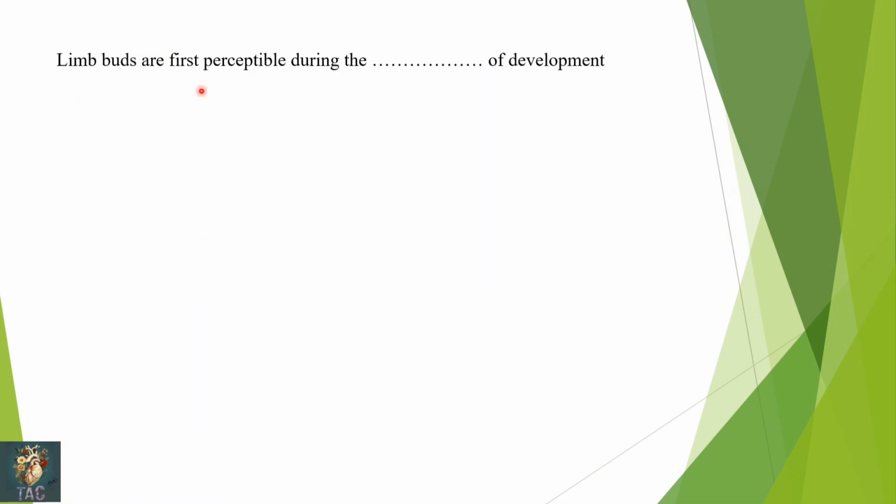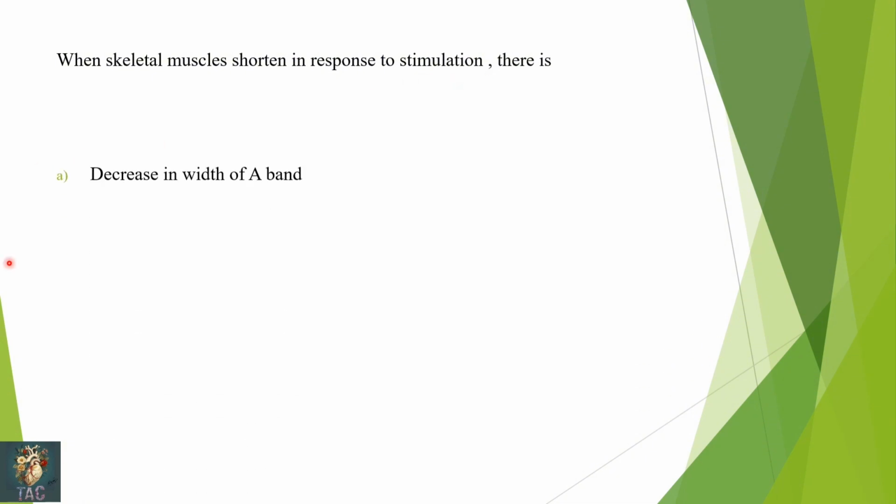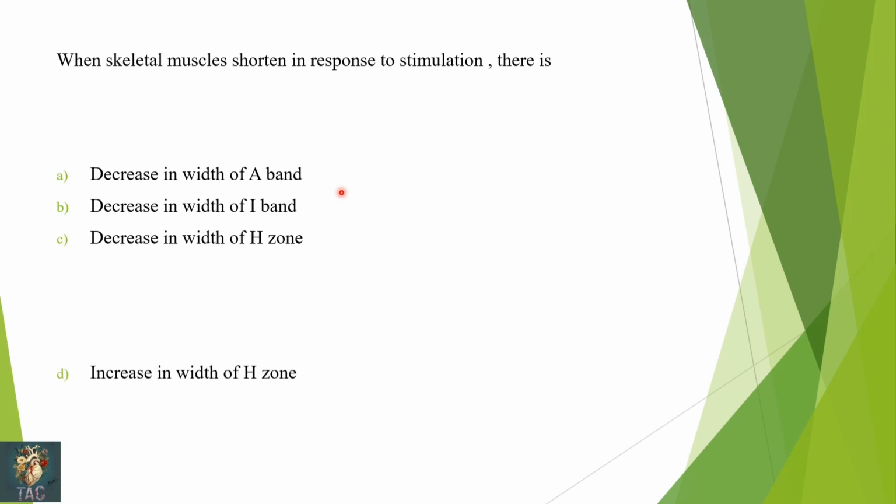Limb buds are first perceptible during dash week of development. This is a repeat question, and the answer is 4th week. When skeletal muscle shortens in response to stimulation, is there a decrease in width of the A band, in the width of the I band, decrease in width of the H zone, or increase in width of the H zone? The answer is there is a decrease in the width of the I band as a result of shortening of the skeletal muscle.